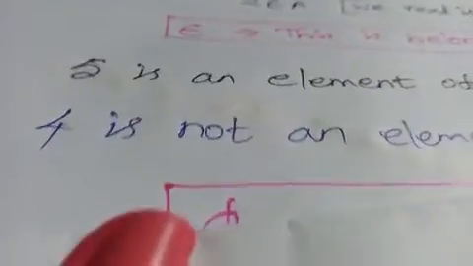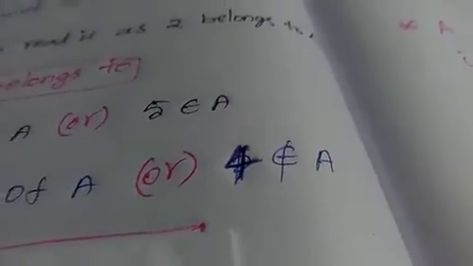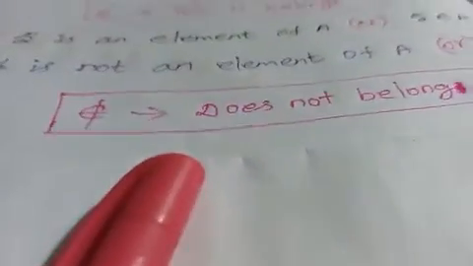Suppose we take any number other than 2, 3, 5, 7. I am taking 4. 4 is not an element of A. So we say 4 does not belong to A. This symbol is called does not belong to. The belongs to symbol is cut, so we say does not belong to.